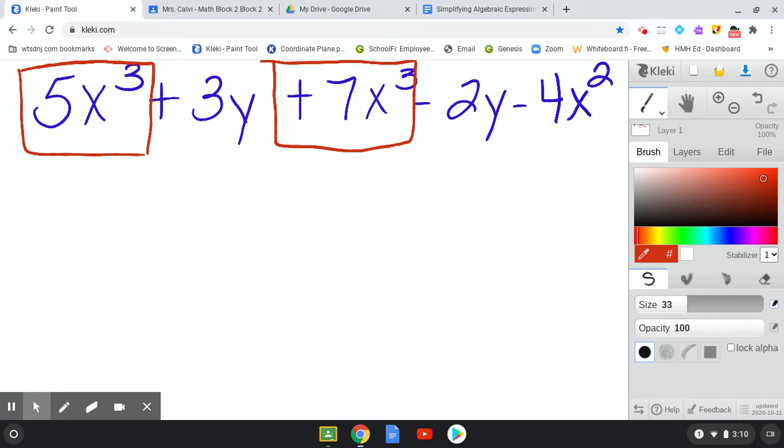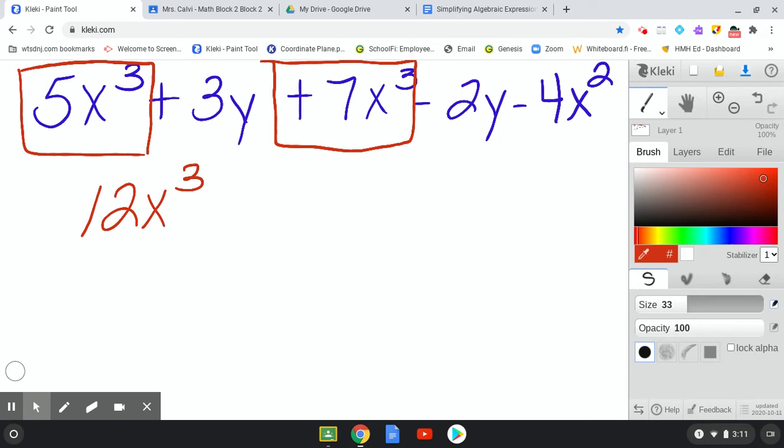So I have a positive 5x cubed and a positive 7x cubed. So you have to think they're both positive. So I'm going to add and keep the sign. So this goes back to our integer rules, okay? So I'm going to add and keep the sign. So when I add and keep the sign, I'm going to get 5 plus 7 is 12. So that becomes 12x cubed, okay?